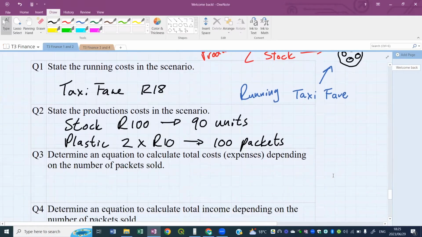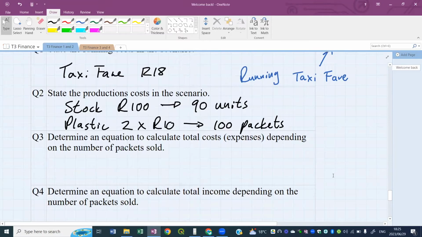Okay. Now, question 3 is the hard one. All right. Because now we're going to determine an equation. Don't freak out at the word equation. We're going to determine an equation to calculate the total costs or the expenses depending on the number of packets sold. Okay, now I'm going to help you with this one. You guys are going to do question 4. I'm going to help you with question 3 because you might not know where to start, but you'll probably be able to finish it. All right, so I'm going to write here total costs.